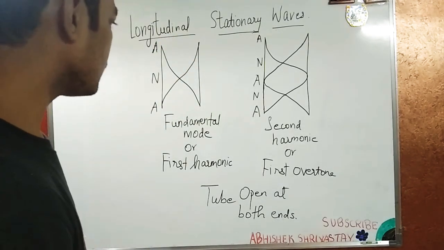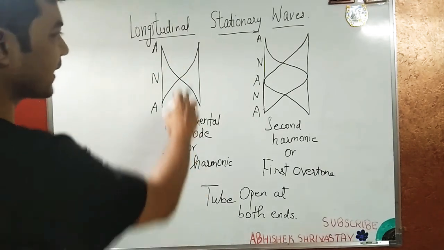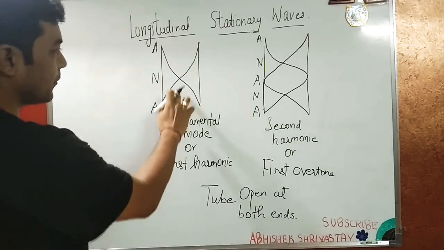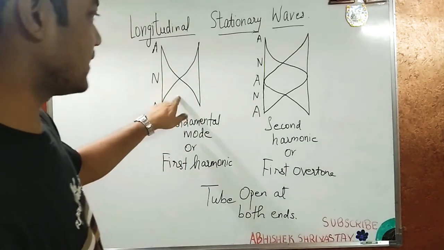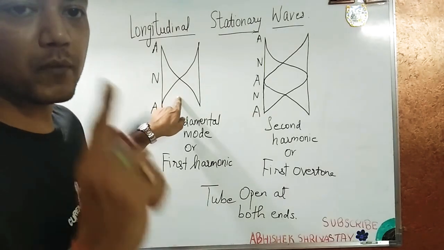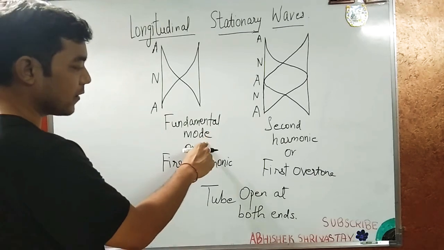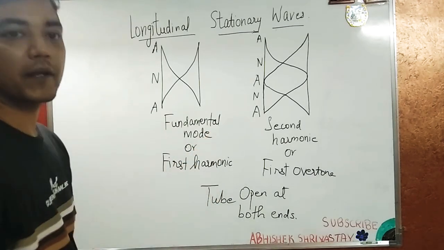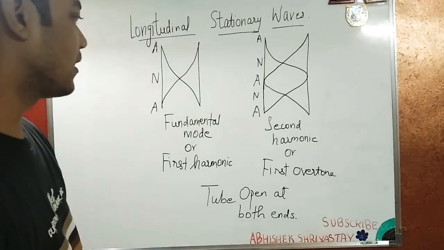Now, how many loops are formed over here? In this case, there is this half loop and this half loop. So half plus half becomes 1. So in this case, how many loops are formed? 1 loop. So this is your fundamental mode, or you can say the first harmonic. Why first harmonic? Because only 1 loop is formed.